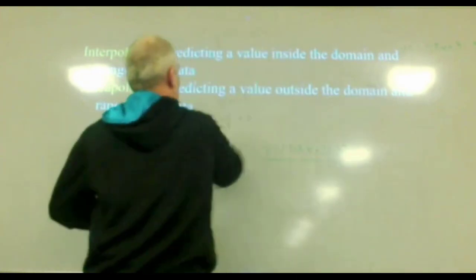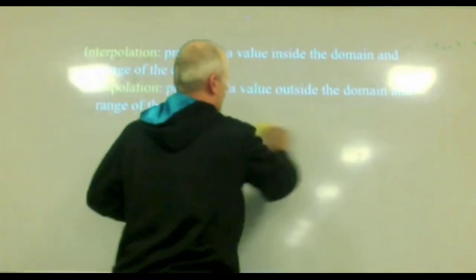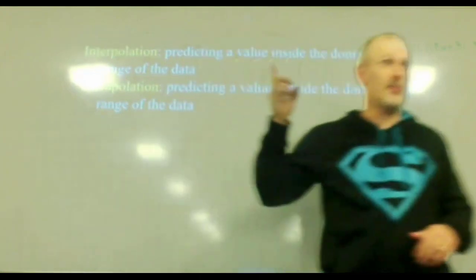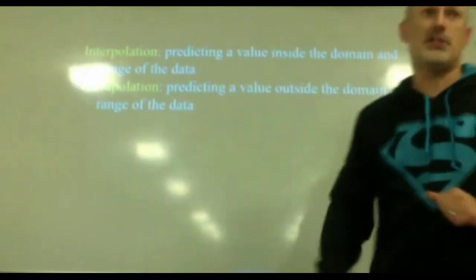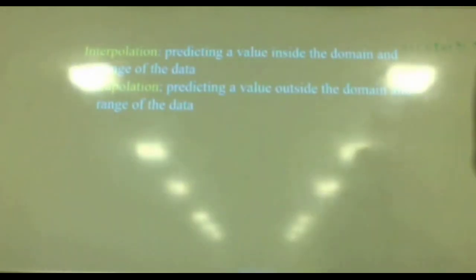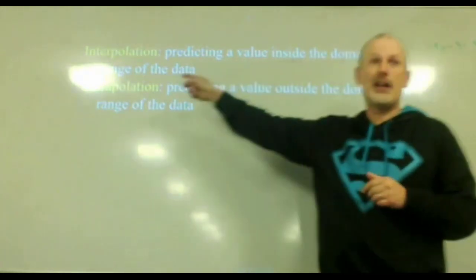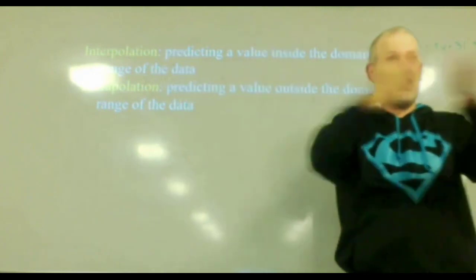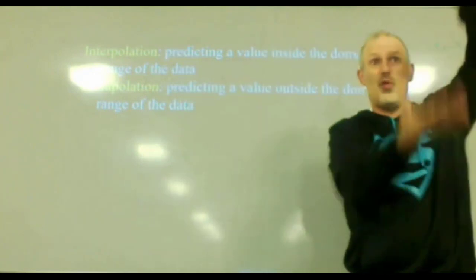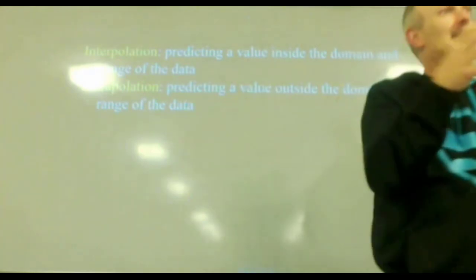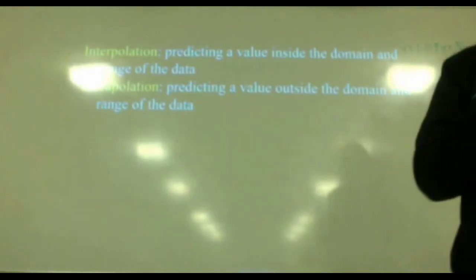We want to talk next about two different types of estimation, or two different types of prediction. The first type is called interpolation. I know that sounds like a funny word, but the beginning of that word is "in," and that's the important part. It's predicting a value that is inside the domain and the range of our data. The domain, remember, is the x values that we saw from our data, and the range is the y values that we saw from our data. So we're predicting something inside the data.